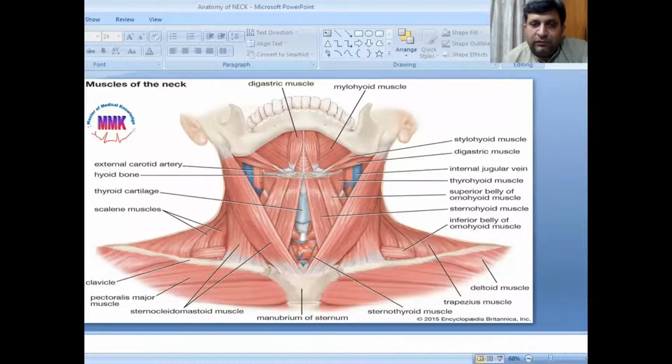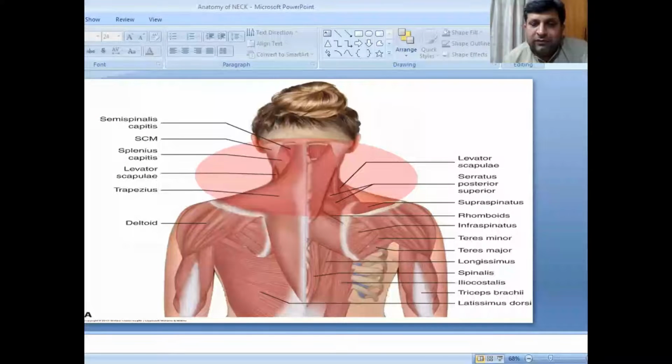Now, if we look at these muscles of the neck from the posterior side, the main muscles include the semispinalis capitis muscle on that side of the neck. Then on the lateral side, there is sternocleidomastoid muscle, which is attached at the mastoid process. Then the splenius capitis muscle, levator scapulae muscle on the lateral side, and posteriorly and laterally, the trapezius muscle, the main bulky muscle on the back of the neck.